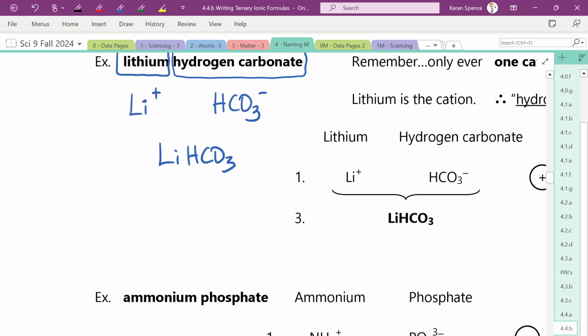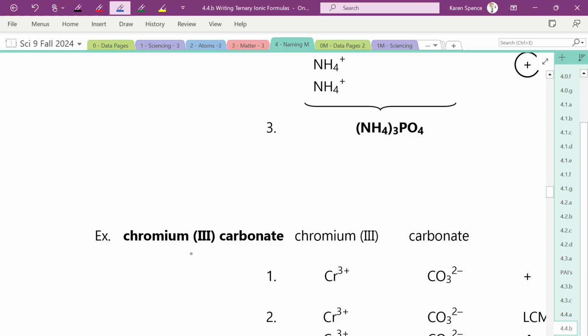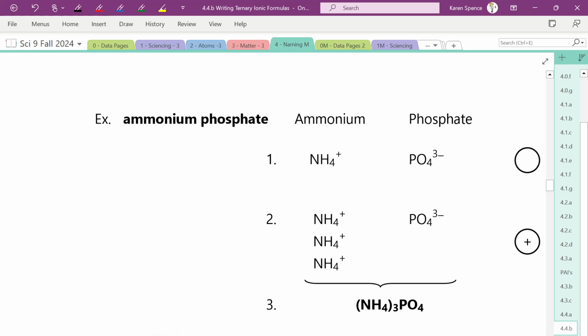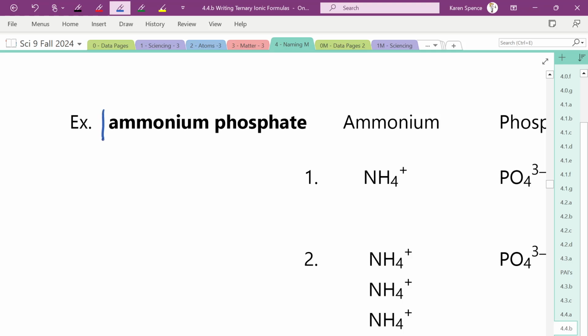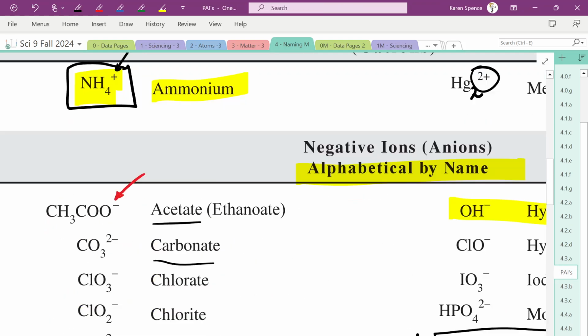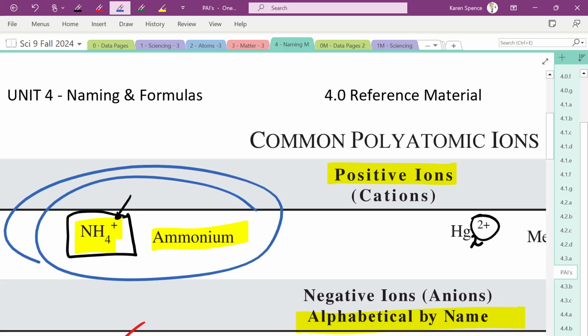Okay? Things I don't want to see. Chromium 3 carbonate. What's wrong with that? There are never any Roman numerals in formulas. Never, never, never, never, never. Okay? And just watch out for ammonium because it is the only positive one. Very often people miss it. Where do you find ammonium on your green sheet? It's at the very tippy top, right up here.